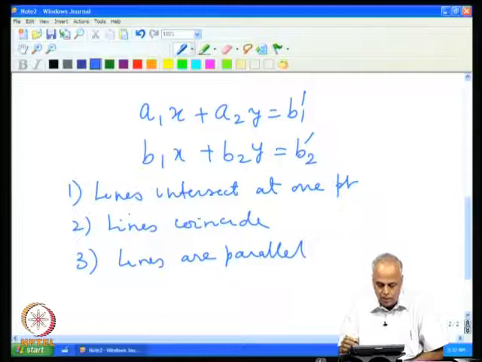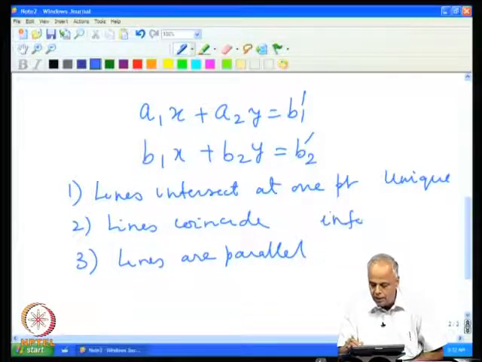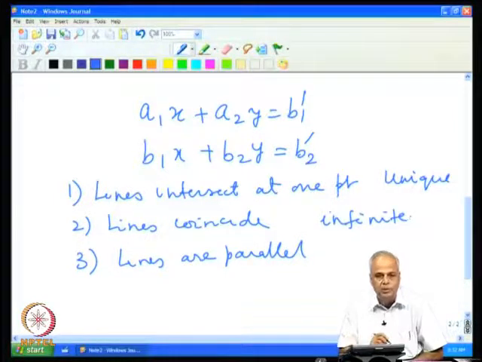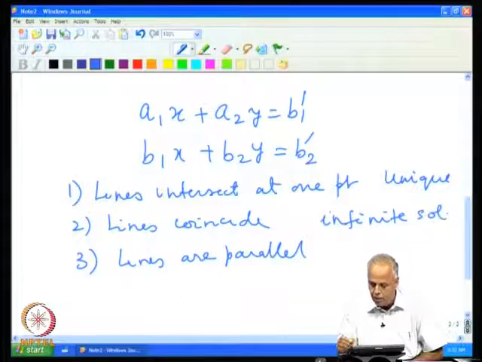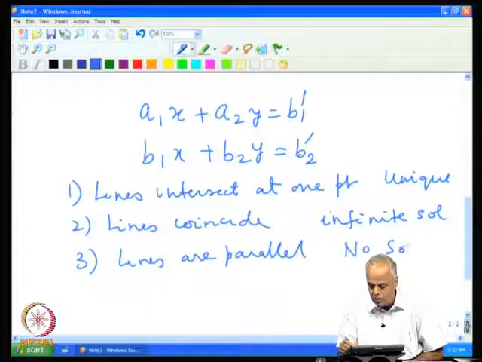In case 1, when the lines intersect at one point, we see that there is a unique solution for the system given by the coordinates of the point of intersection. When the lines coincide, we see that there are an infinite number of solutions for the system, because every point represents a solution of the system. When the lines are parallel, we know that they do not meet, and therefore there is no solution for the system.